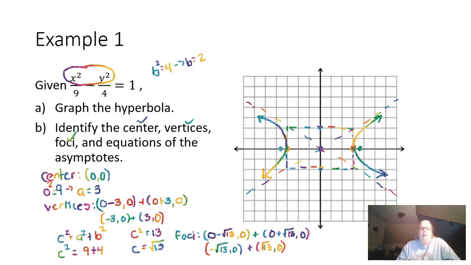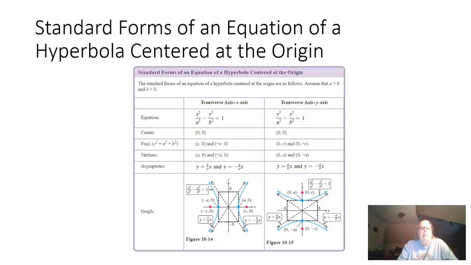Okay, now as far as the equations for these asymptotes, one thing I can do is count here how many up and over I've gone. And of course we know that the y-intercept here is going to be 0. But we do actually have a formula for them, and they are right over here.